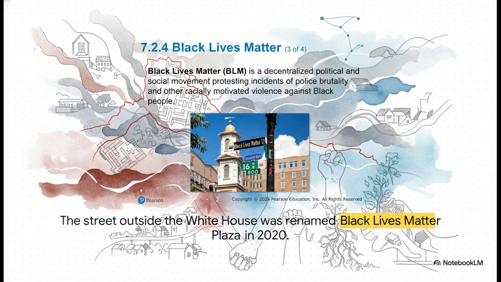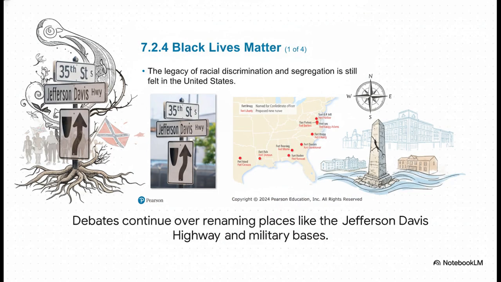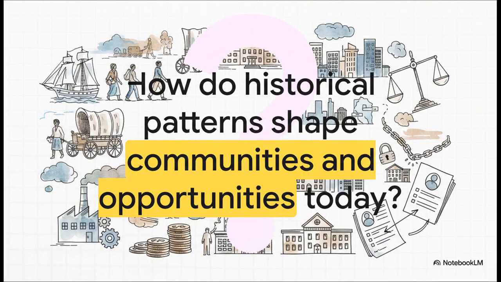Modern movements like Black Lives Matter are a direct response to the lingering effects of these geographic patterns. They're protesting the kind of systemic discrimination that is deeply rooted in this history of forced migration, redlining, and segregation. And this shows us that the past is never really past, right? When we see debates today about renaming highways or military bases that honor Confederate leaders, what we're actually witnessing is a debate about geography. It's a real-time conversation about what history and whose history we choose to write on our shared American landscape.